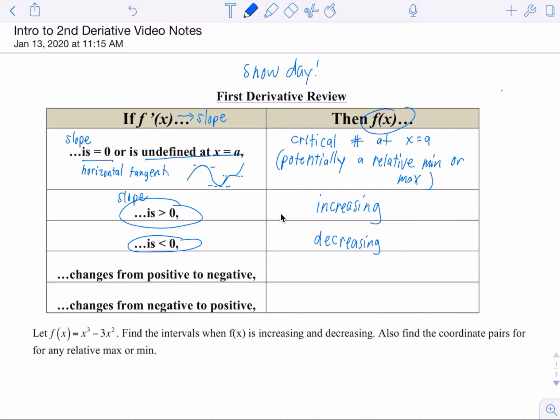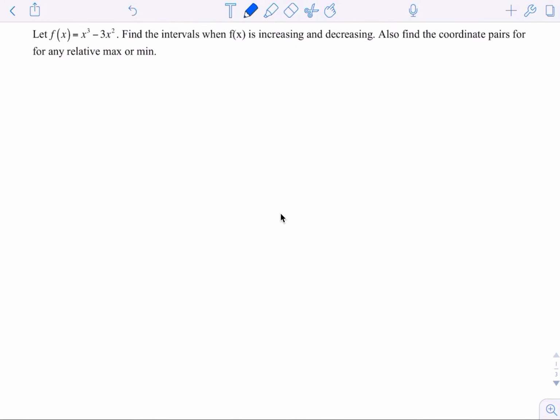All right, so the final two. What if our slope, the f prime graph, changes from positive to negative? Doesn't it look like this? Positive to negative slope must mean that right here there is a relative max. And finally, if it changes from negative to positive, at that point it's a relative minimum. Okay, it's awesome.